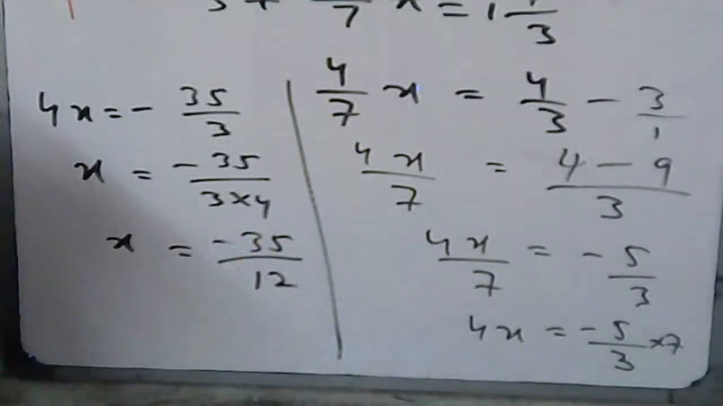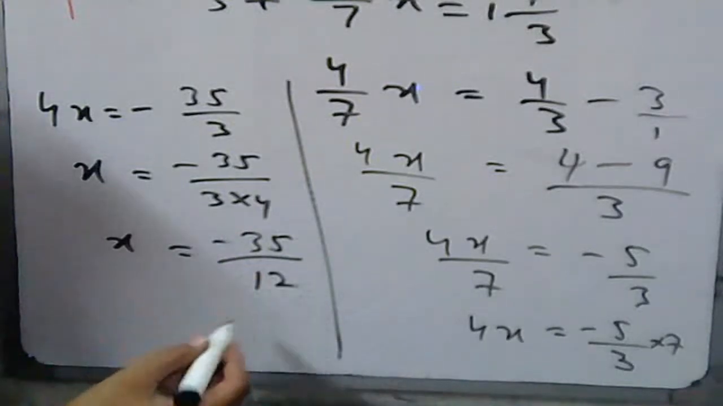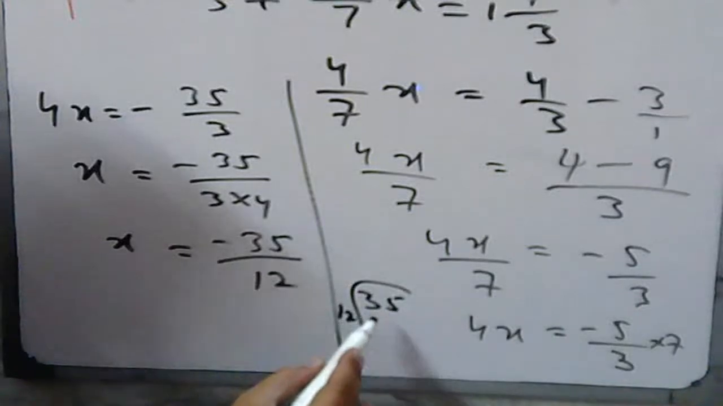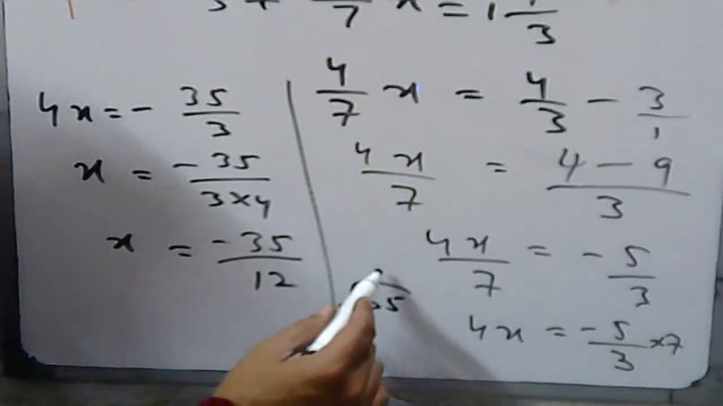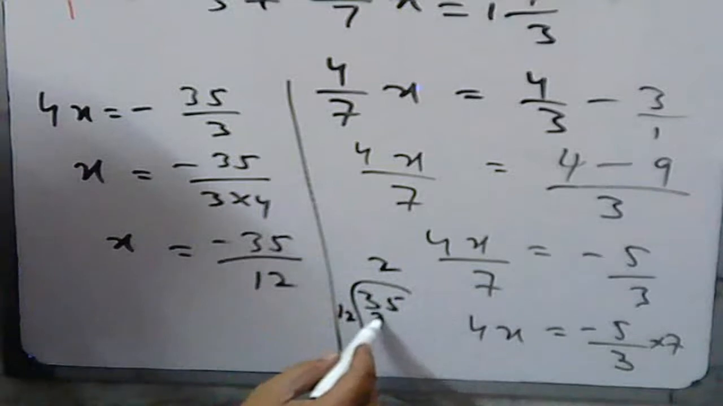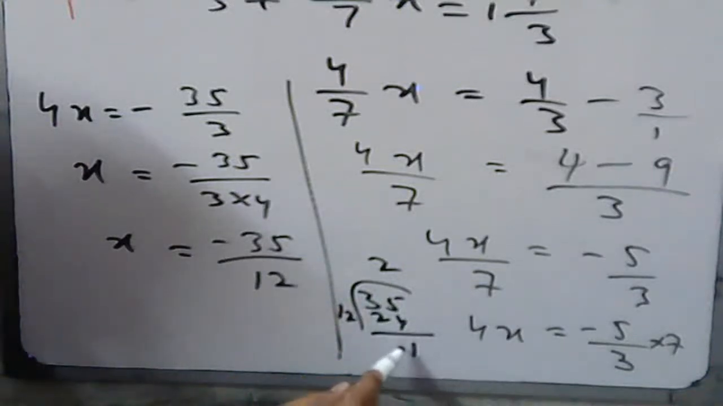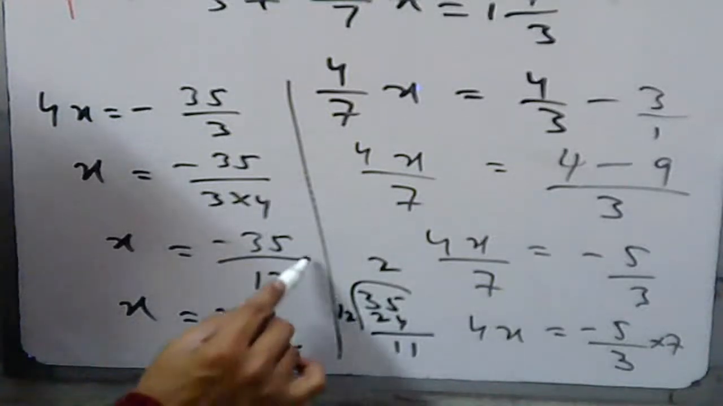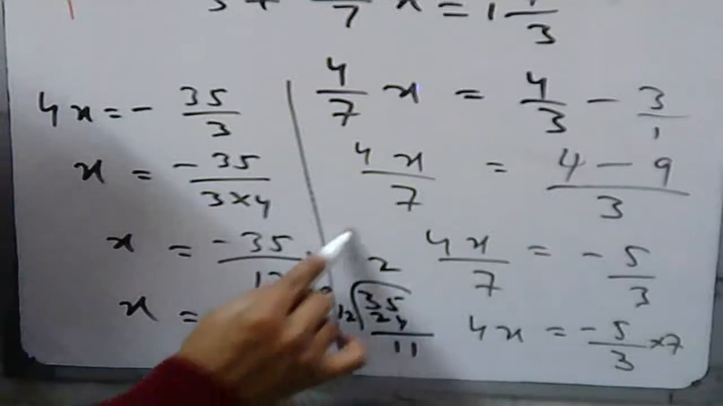Otherwise in whole number, so divide it, that is 35 divided by 12. 12 2s are 24, remainder 11. So you can say the value of x is 2 whole 11 by 12, or this one is your required result, but in whole number you can write it like this. So that is your result. Now next part is E part.